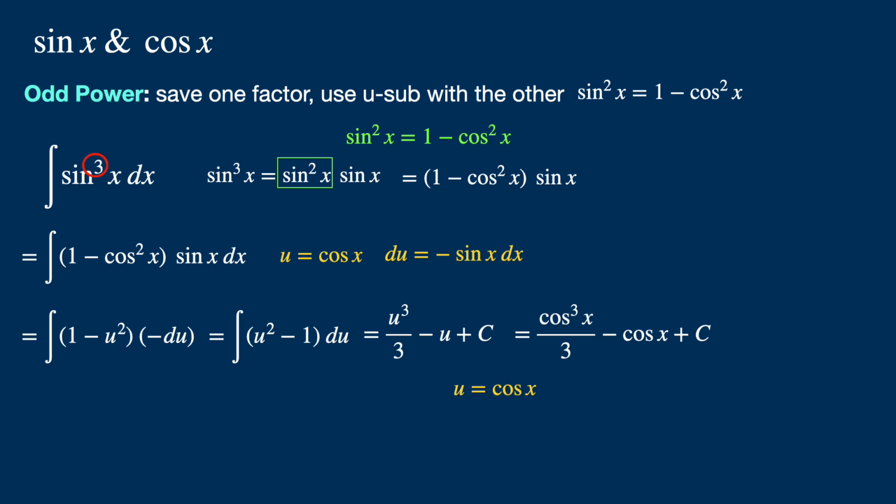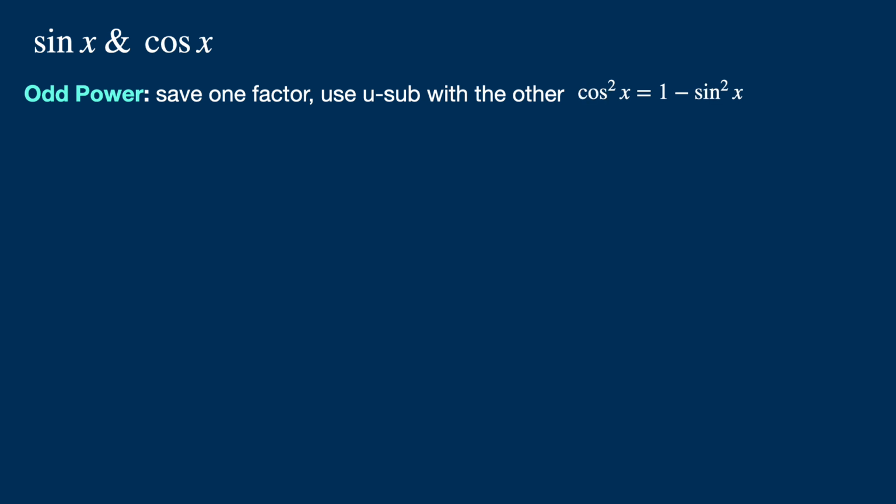So let's go one more time. So power is odd. What do you mean by that? Next one, guys. Power is odd. We're talking about save the one factor, use the other identity. This time, we're going to use cosine square x equals 1 minus sine square x. This one, you see, cosine has power 3. So cosine square x gonna be, leave the one factor cosine x there.